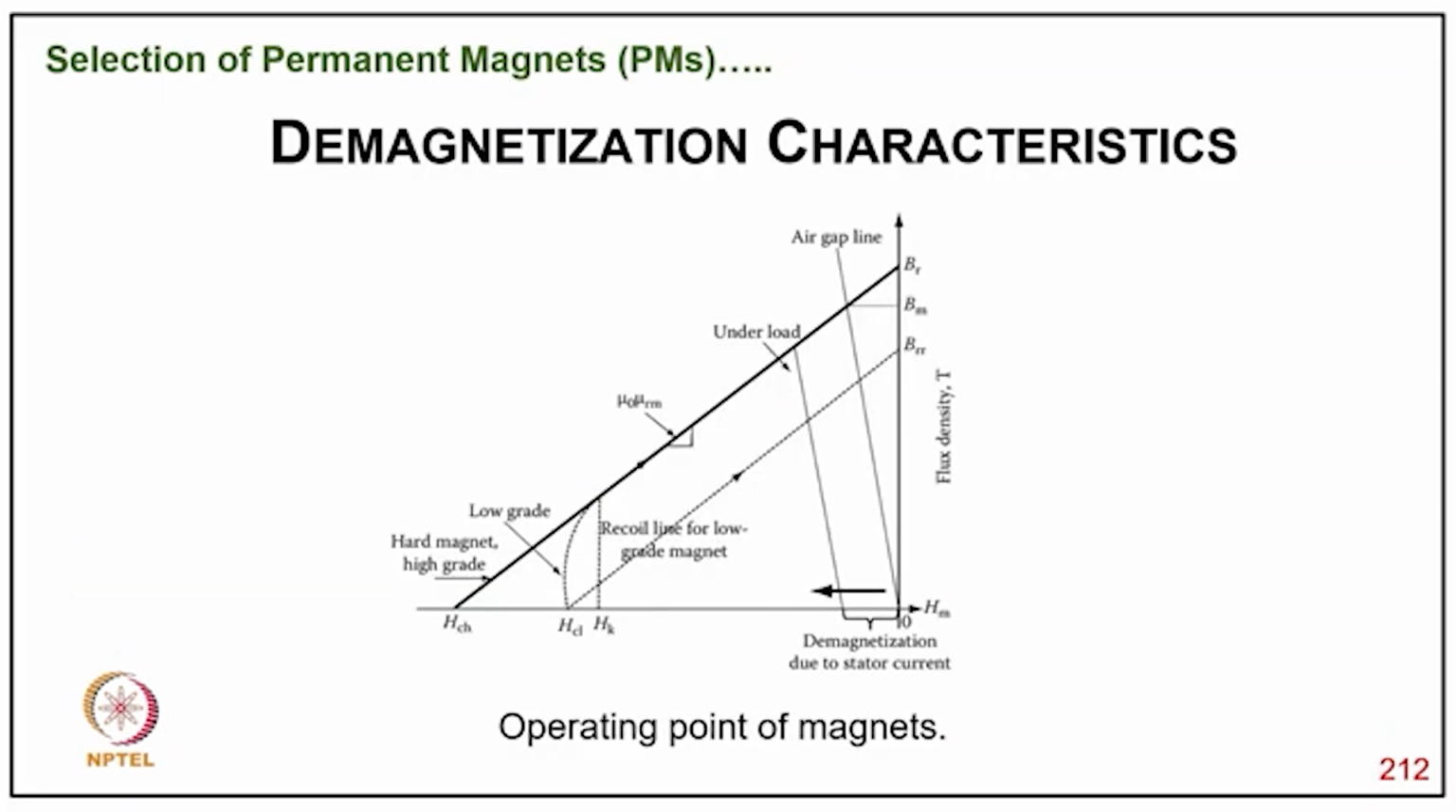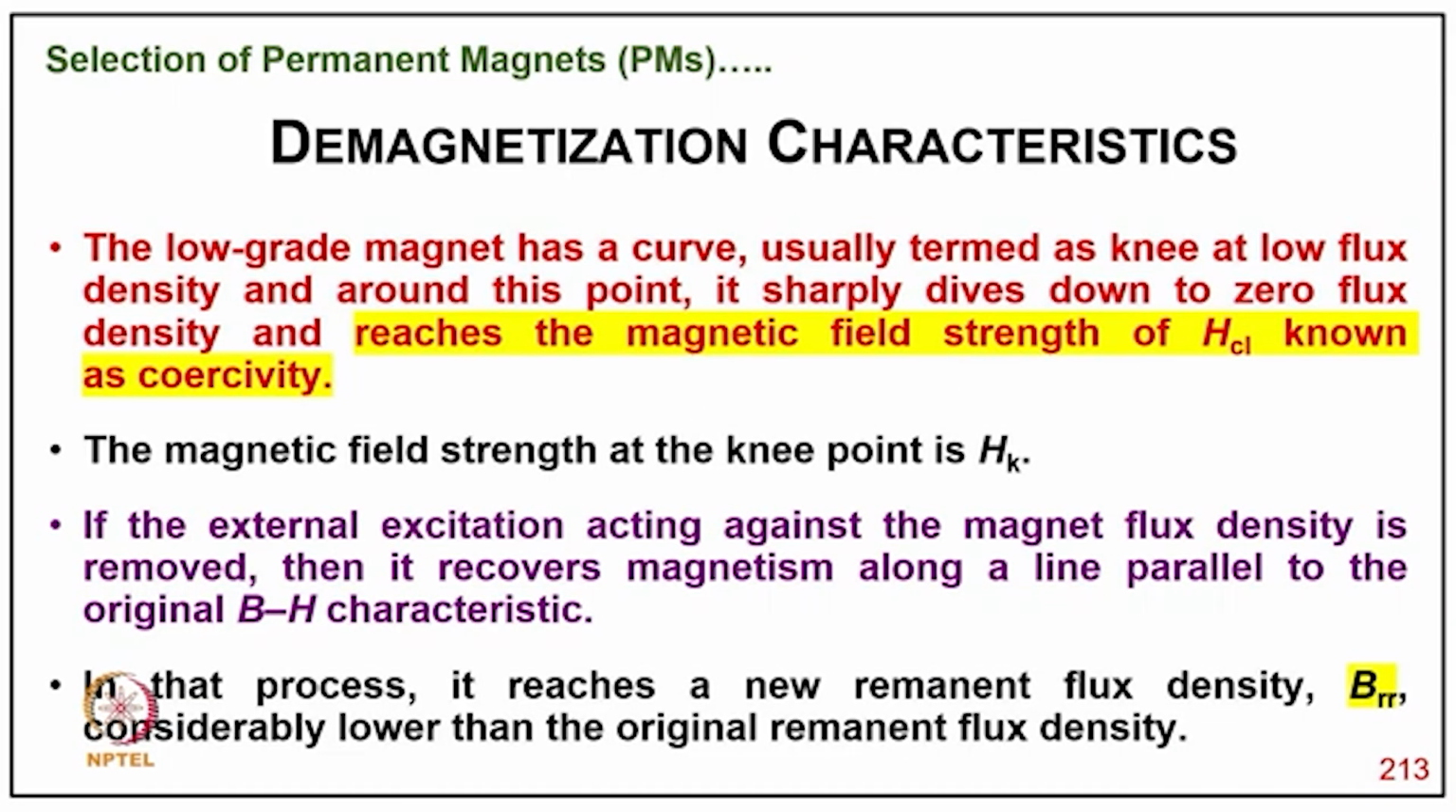So as you can see, Br is the remanent flux density here, and there are different operating points on this characteristic. The low grade magnet has a curve with what is usually termed a knee at the low flux density, and around this point it sharply dives down to zero flux density and reaches the magnetic field strength HC, known as coercivity, and the magnetic field strength at the knee is HK. If the external field acting against the magnetic flux density is removed, then it recovers the magnetism along a line parallel to the original magnet BH characteristic, and in that process it reaches a new remanent flux density Brr, which is lower than the original remanent flux density.